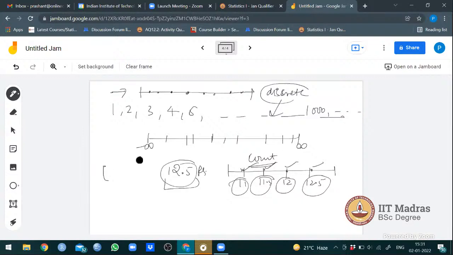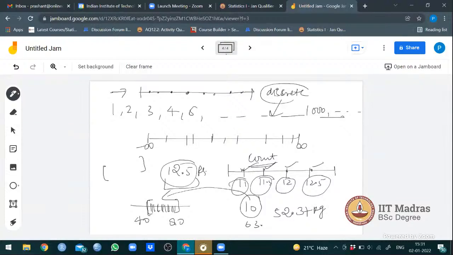Suppose I have an interval of weight, like 40 to 80. Suppose I have 10 people. The weight of these 10 people can take any value from this interval. Any person can have a weight like 52.37 kilograms, 63.275 kilograms, anything. So you are measuring the weight in kilograms, then it will be continuous.